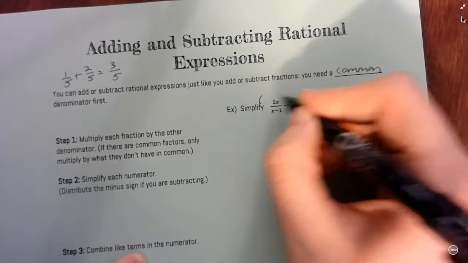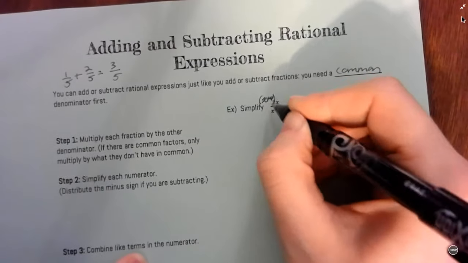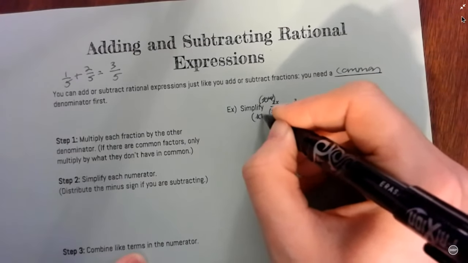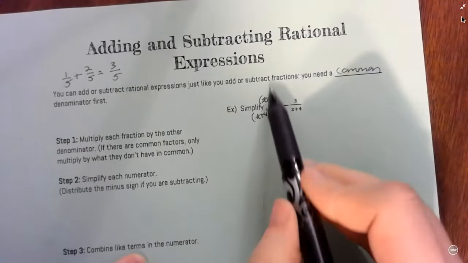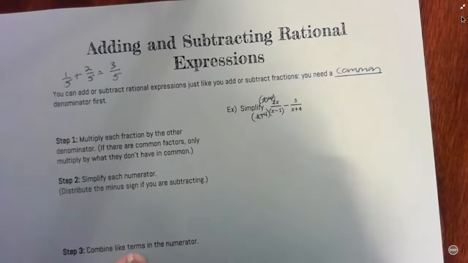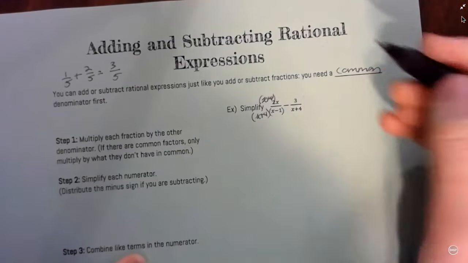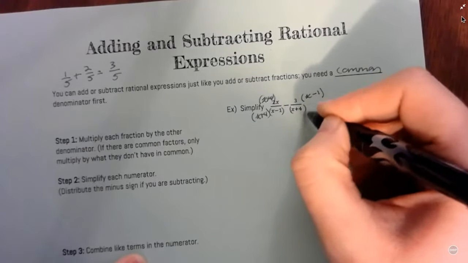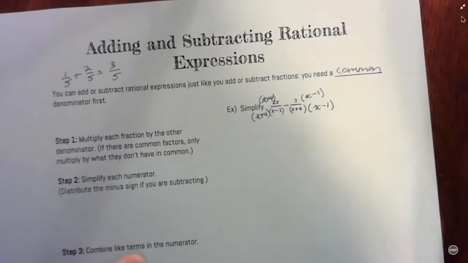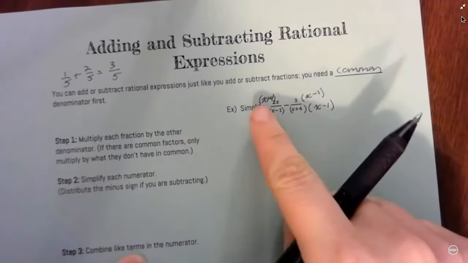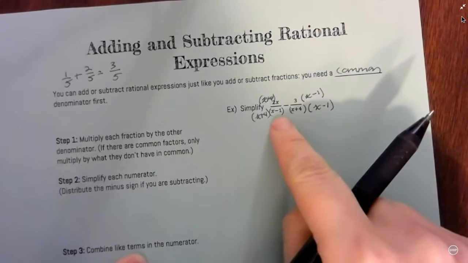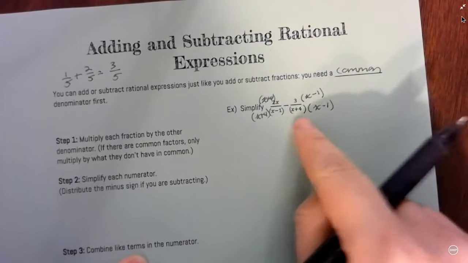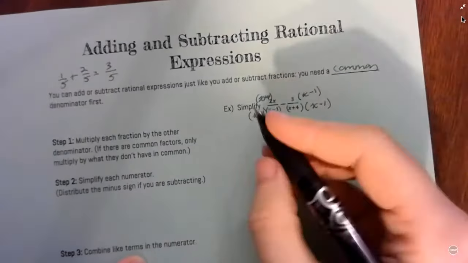So I'm going to multiply this by x plus 4, on top and on bottom. And then here I'm going to take times x minus 1, and here times x minus 1. Now you can see my denominators are both x plus 4 times x minus 1. So my denominators are the same, and that's what I want.